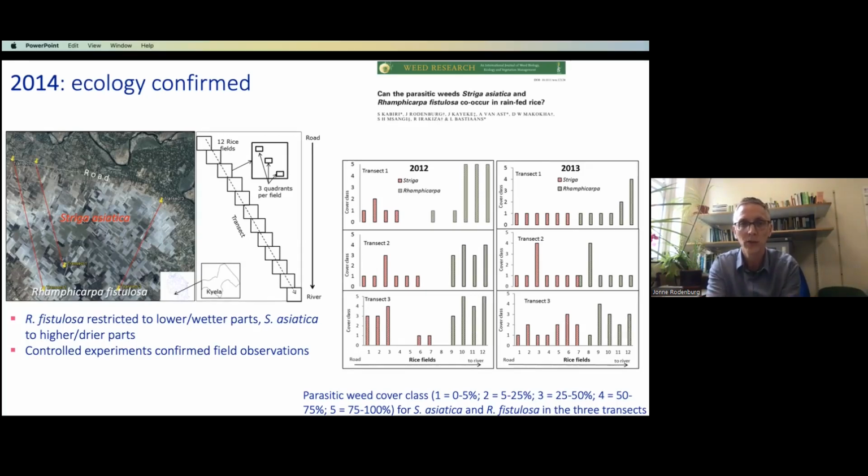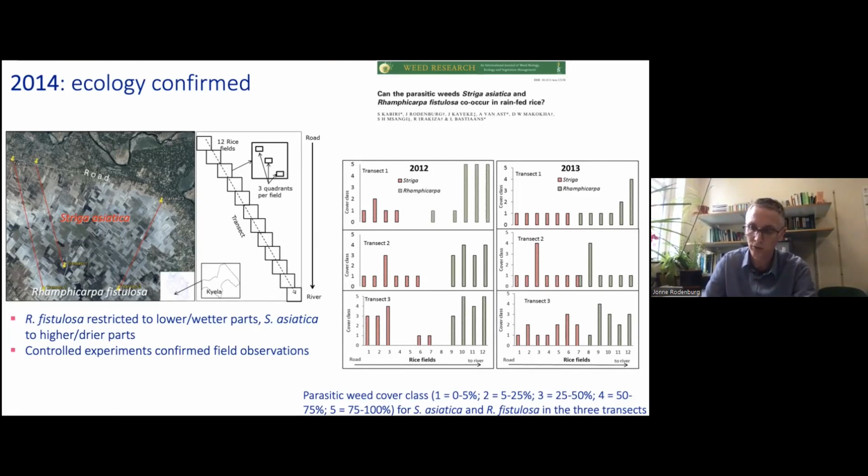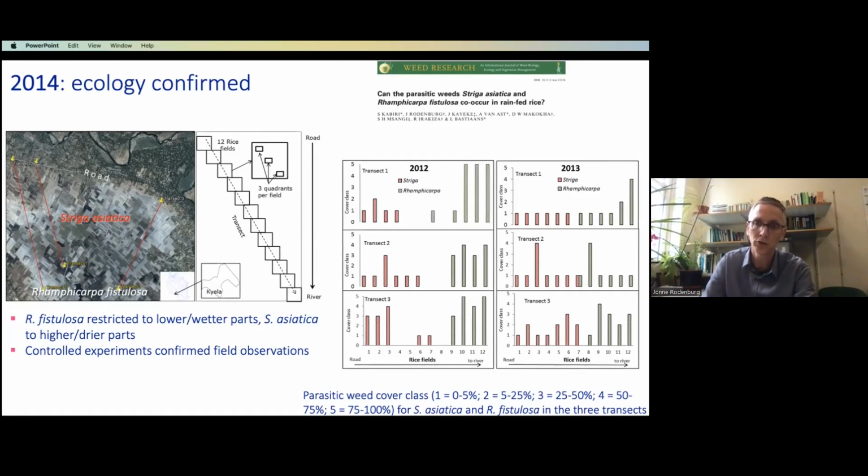So the habitats were closer; there were actually neighboring fields where we found Striga asiatica and Rhamphicarpa. And there was even one field, which you see in the middle of this graph, in transect 2 in 2013, where both parasitic plants were found. So it really depends a little bit on the rainfall, but in general, the two ecologies of these parasitic weeds are really separate. And controlled pot experiments with different water regimes and soil moisture conditions confirmed these observations.